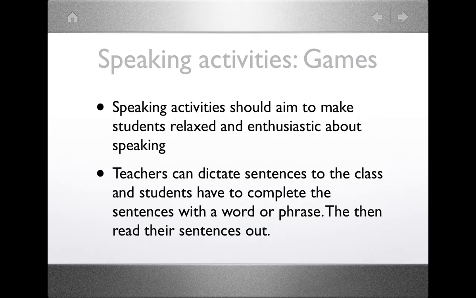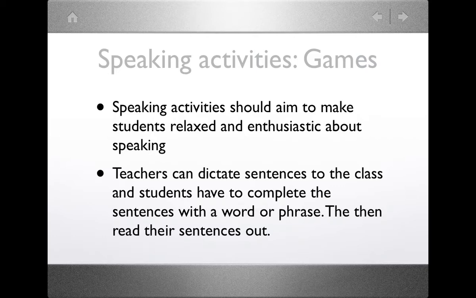Yes. So, teachers can dictate sentences to the class, and students have to complete the sentences with a word or phrase. Then they read their sentences out. This is one example of an activity for teaching speaking.